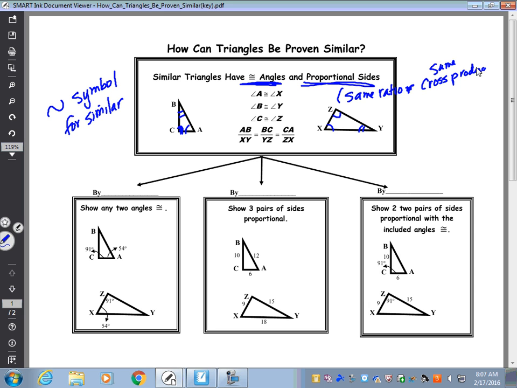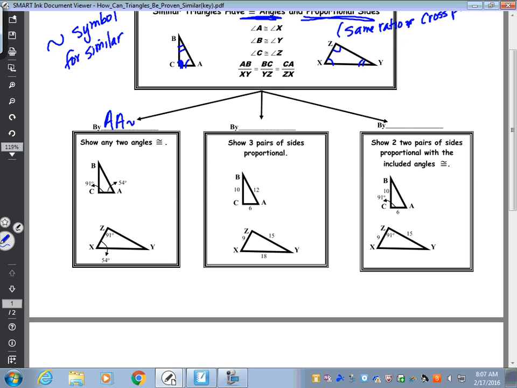Alright, there's going to be three ways we're going to prove similar triangles, and these are the three ways I'm going to ask you to practice at the end of this video. The first one, real simple. If I have two angles that are congruent, then I have angle-angle similarity. As long as I see two angles that are equal to each other, then I can prove that the triangles are similar. If you look here, we know that angle A is congruent to angle X, and angle C is congruent to angle Z.